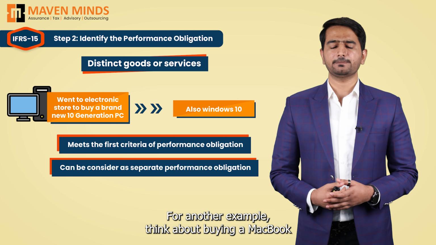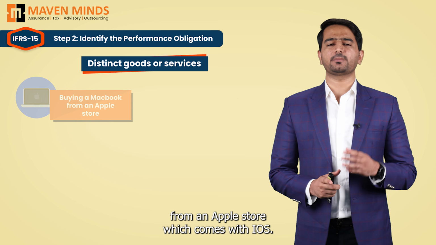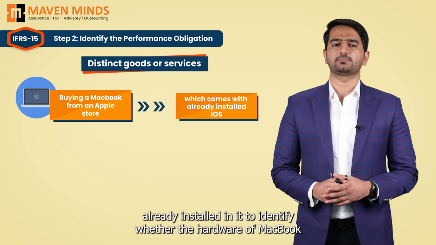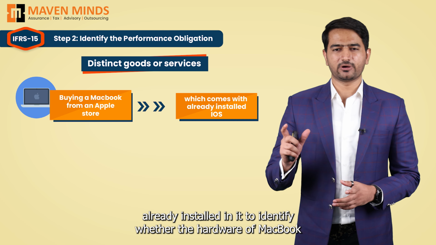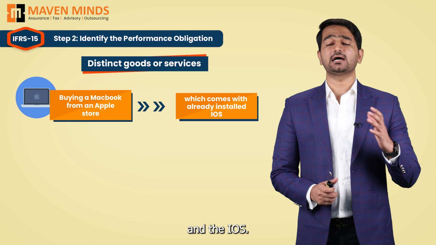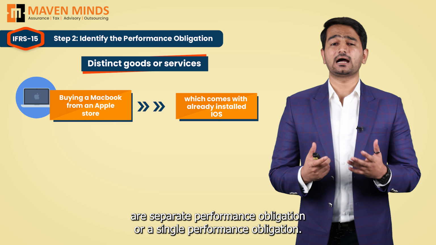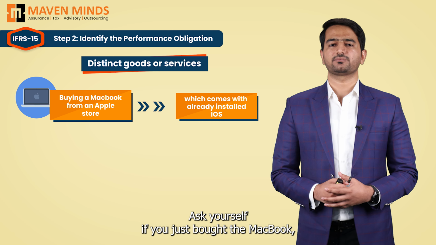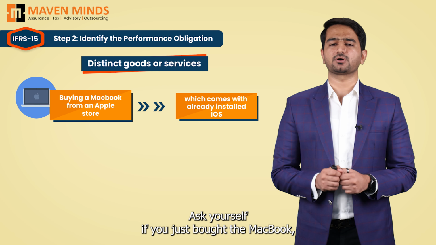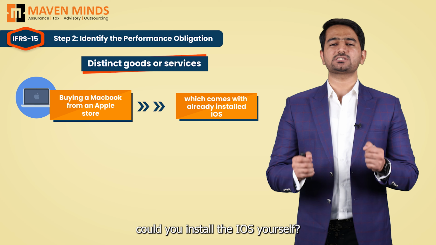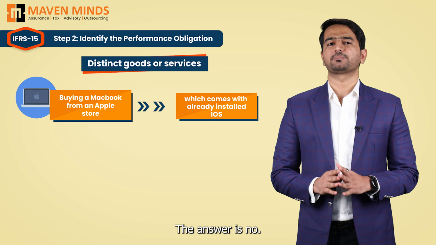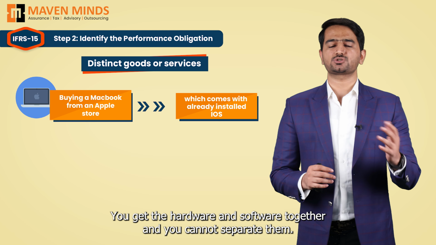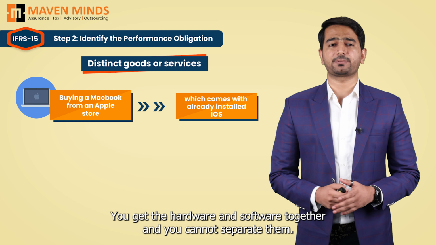For another example, think about buying a MacBook from an Apple store, which comes with iOS already installed in it. To identify whether the hardware of the MacBook and the iOS already installed in it are separate performance obligations or a single performance obligation, ask yourself, if you just bought the MacBook, could you install the iOS yourself? The answer is no. Apple products are a package deal. You get the hardware and software together and you cannot separate them.